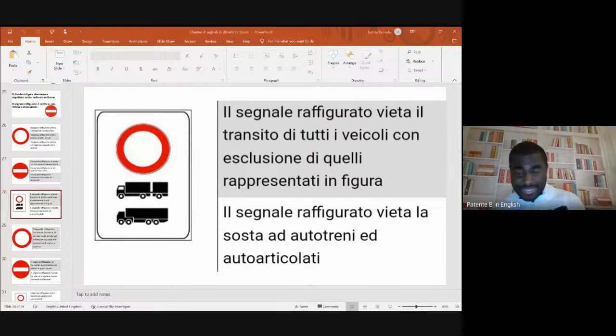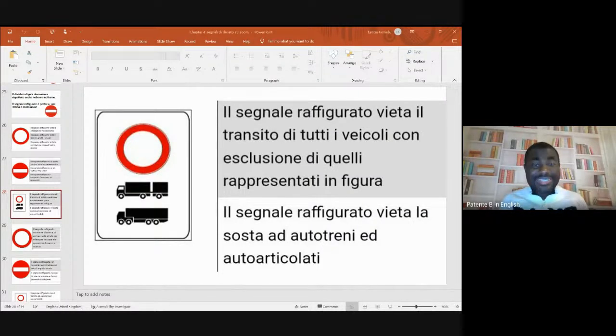The answer to the first one is false, because the first one says that this signal vieta, so it prevents the transit of all vehicles con esclusione, with the exception of those vehicles represented. So all vehicles cannot pass through, with the exception of the ones drawn on the image, and the answer is false. No. On the contrary, all vehicles can pass through, with the exception of these two vehicles we see in the image. Now let's go to the second one.